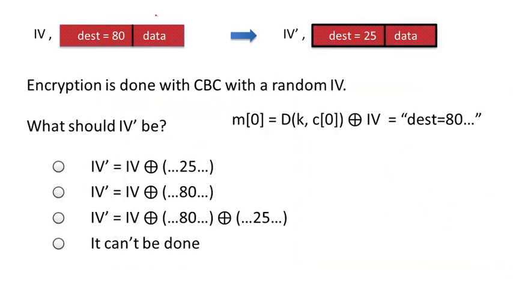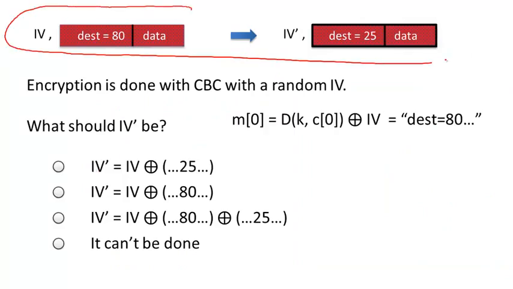Just remind yourself that what the attacker captured is a CBC encrypted packet where he knows the destination port is port 80, but he doesn't know what the data is. The attacker has no clue what the data is, but he does know this packet is intended for the web server. His goal is to build a new encrypted packet where the destination port is port 25. The way he's going to do it, as we said, is just by changing the IV.